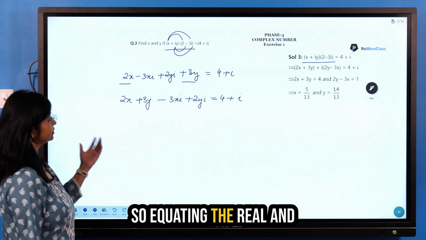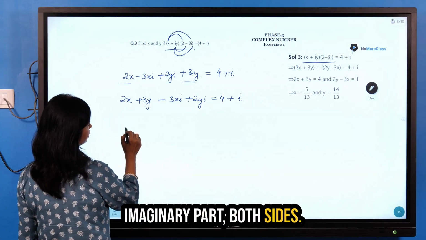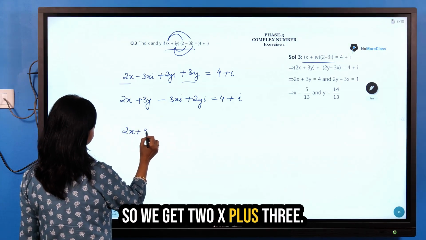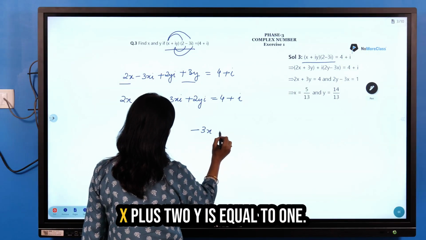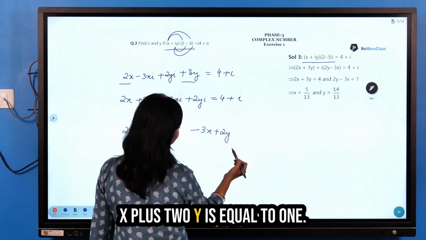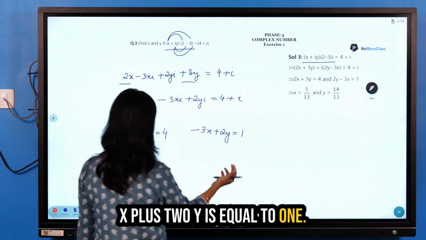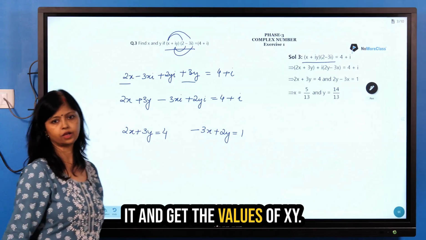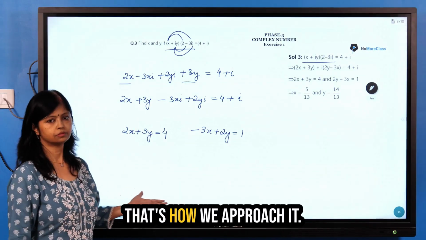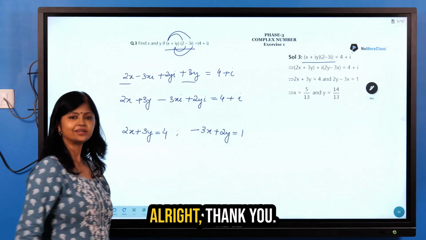So equating the real and imaginary parts on both sides, we get 2x plus 3y is equal to 4 and minus 3x plus 2y is equal to 1. We get two linear equations in two variables, just solve them and get the values of x and y. That's how we approach it.